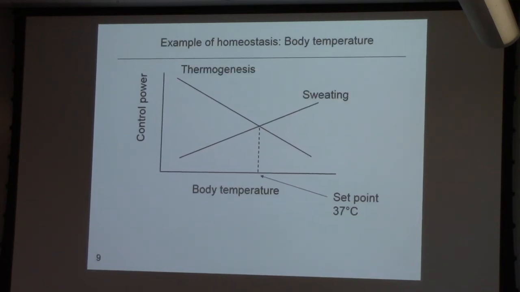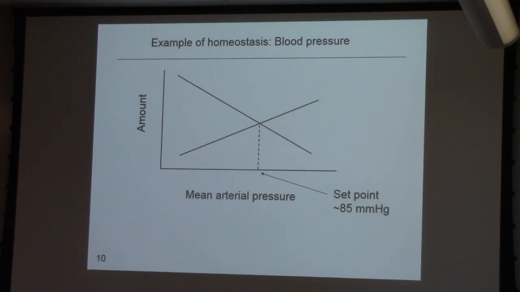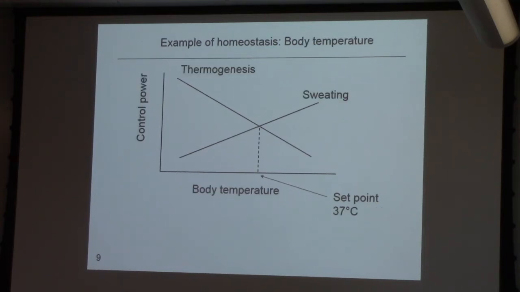So we have the same thing with body temperature. We control our body temperature. It's around 37 degrees Celsius, 98.6 degrees Fahrenheit. Okay, so we have a way of setting 37 degrees Celsius. It's our set point for temperature control.